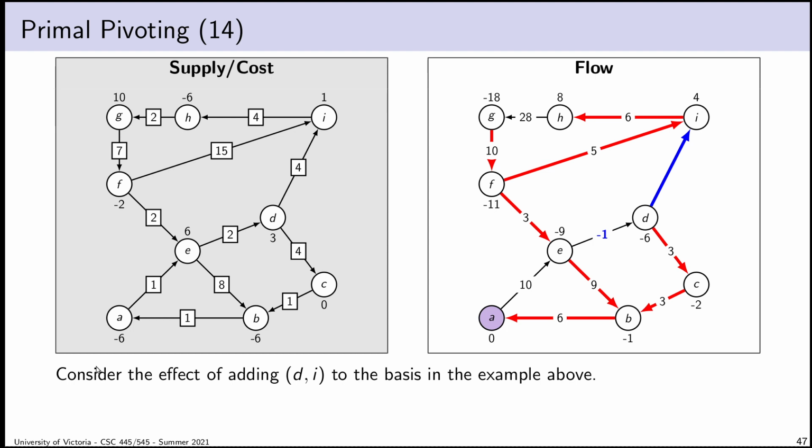And maybe we'll see that if we try a pivot here. Here we're going to try the pivot adding the arc DI. The reason I'm going to use the arc DI is because it gives us a more exciting looking cycle. And we'll get to this arc eventually. So suppose I choose to add this as my entering arc.